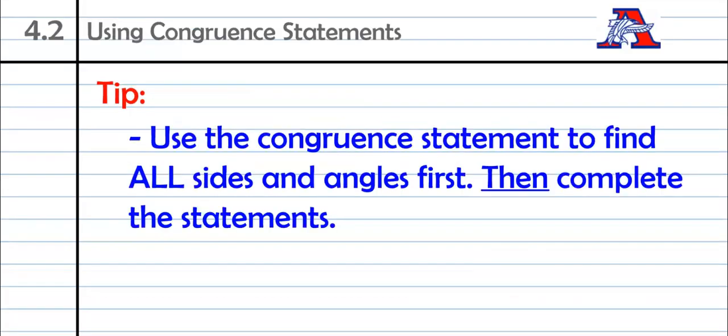Okay, so in summary, or my tip to you, use your congruence statement to find all the sides and angles first. I did a good job of that with the example for the angles. I didn't do it with the sides, but I think it's helpful to do it with the sides and the angles first, then complete all of the statements. So on your practice for this one, you're just going to be given some congruent triangles, and you're just going to answer some questions relating the first triangle to the second triangle.